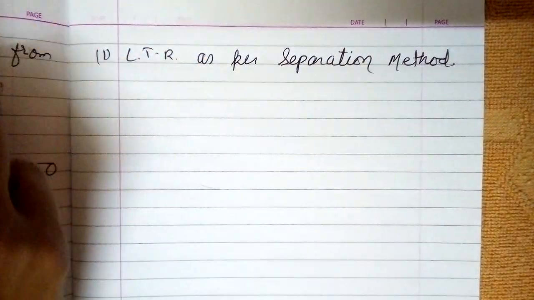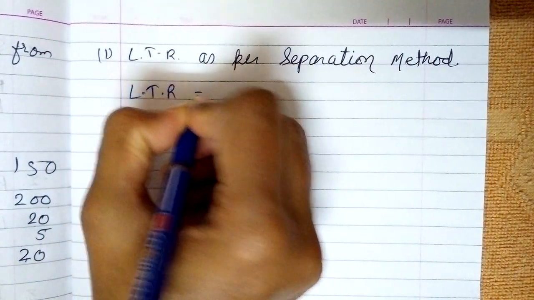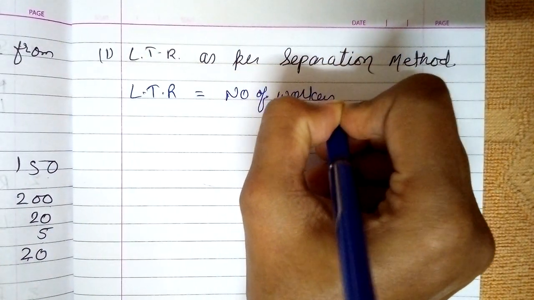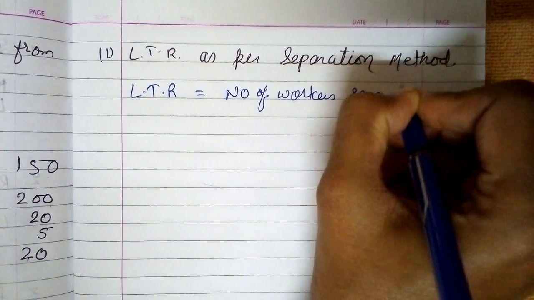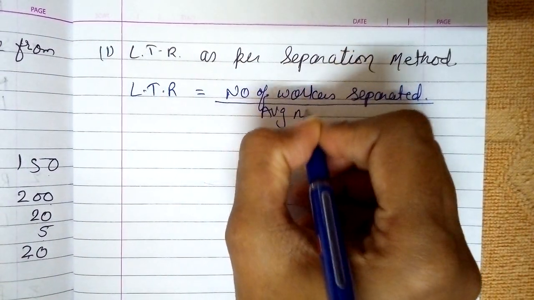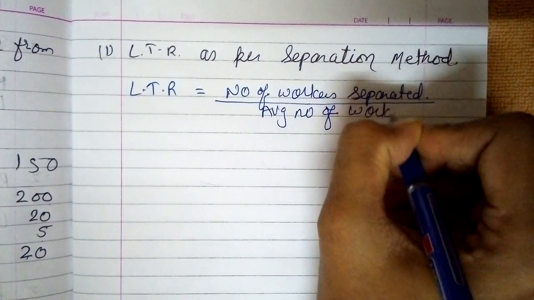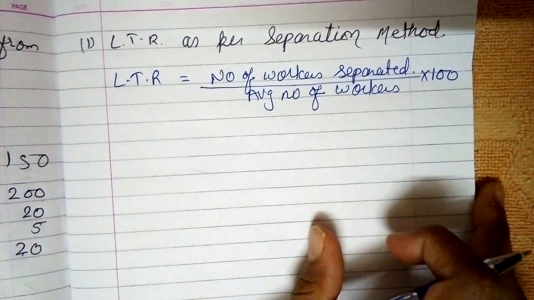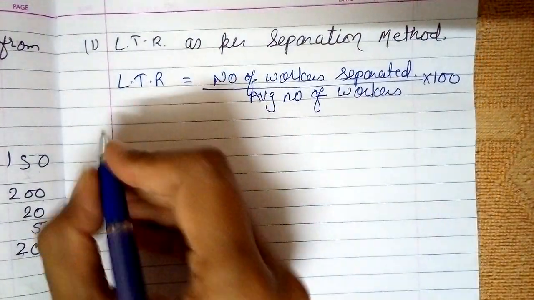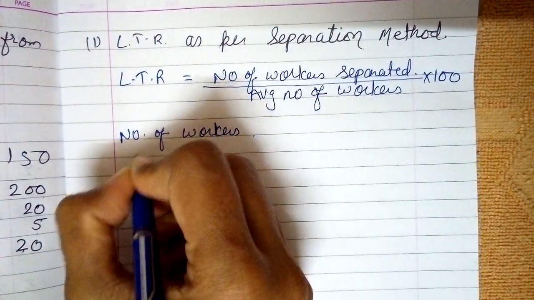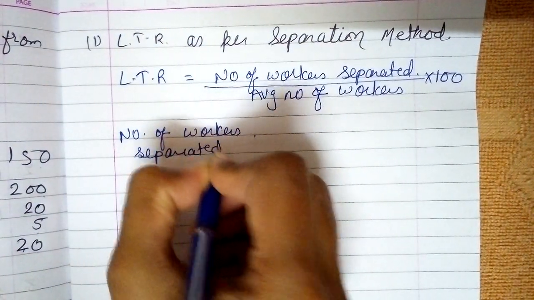Alright, so formula, labor turnover rate, number of workers separated divided by average number of workers into 100, right? So number of workers separated, that we need to find out. So now look at the question.